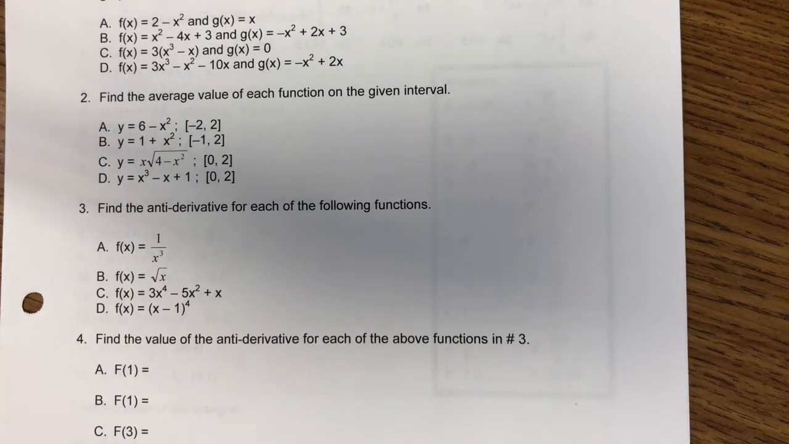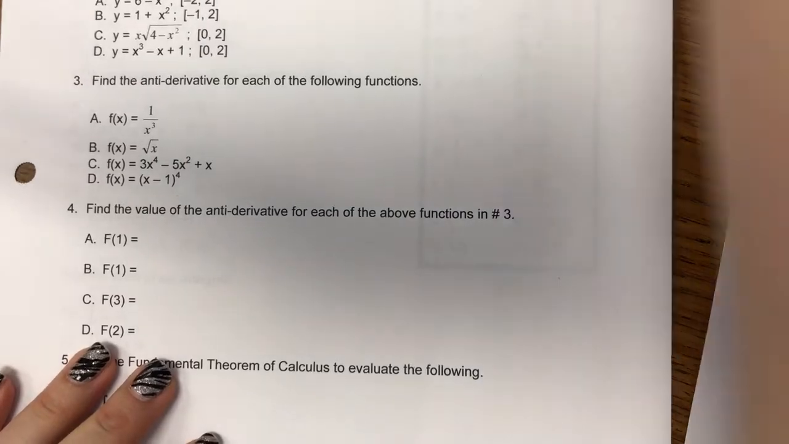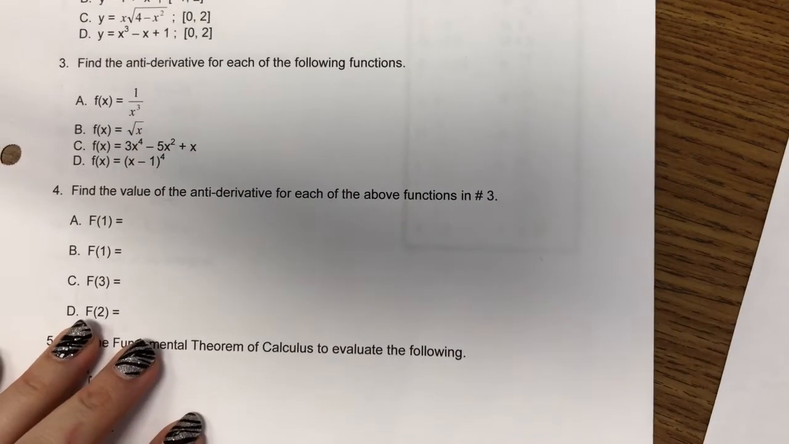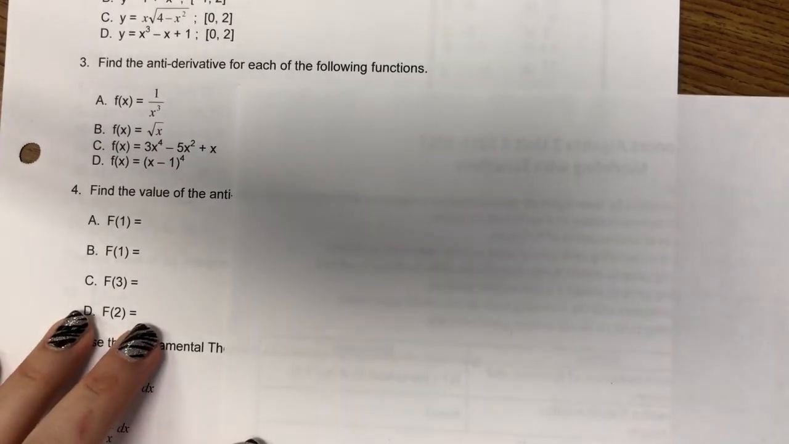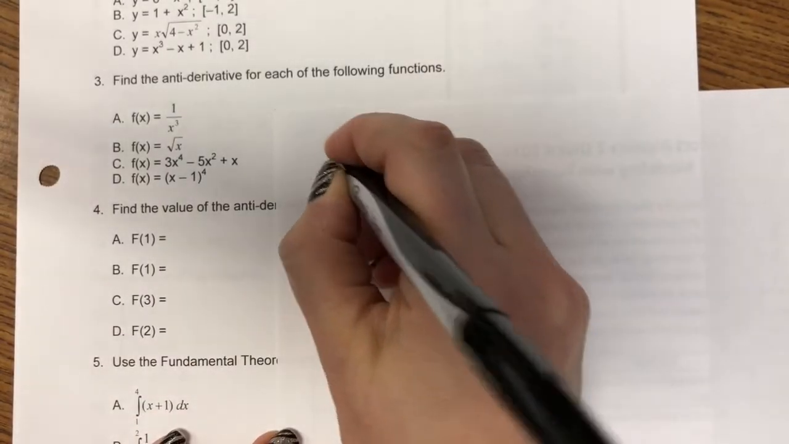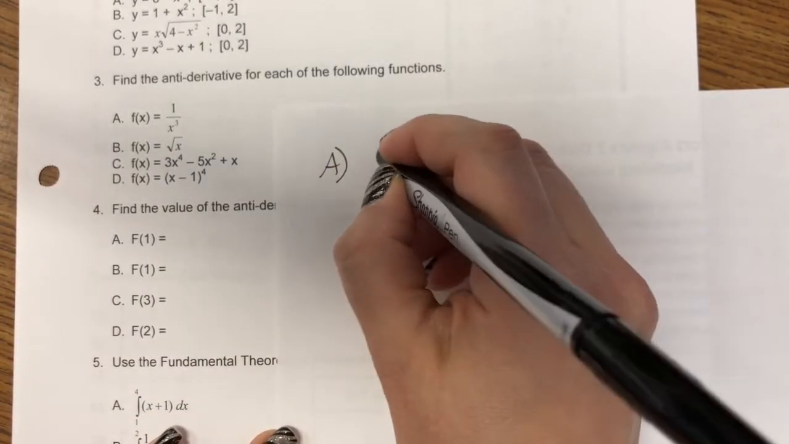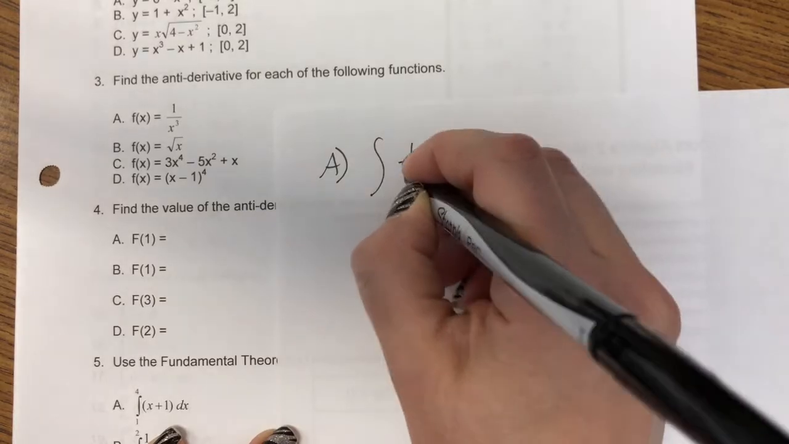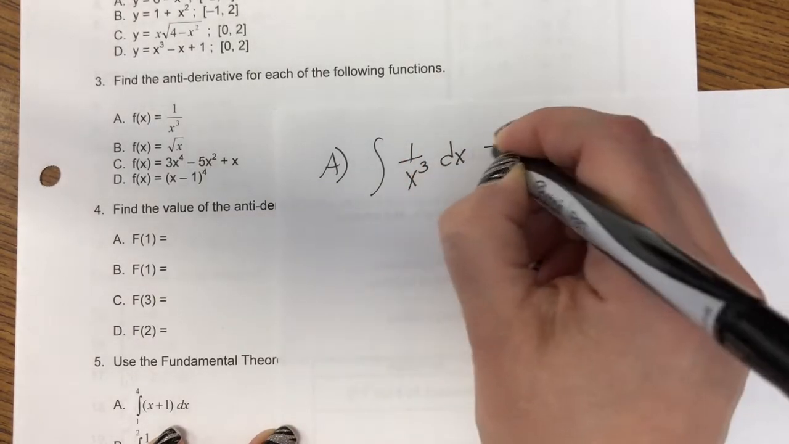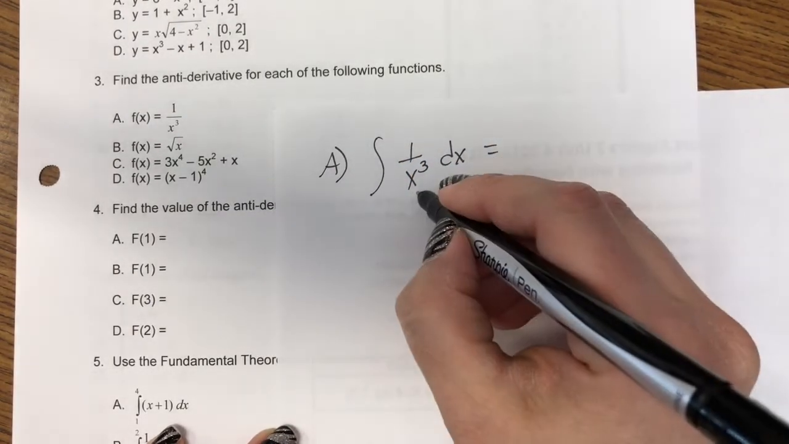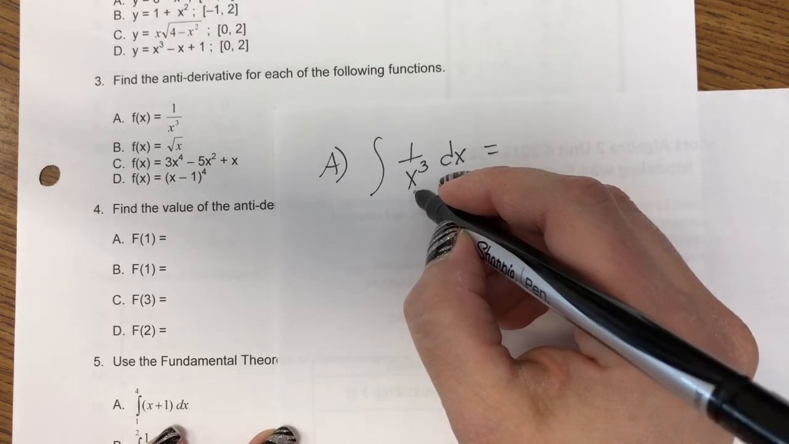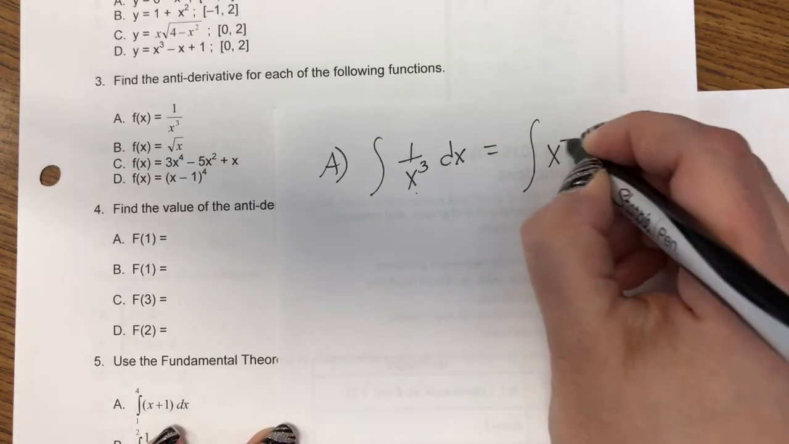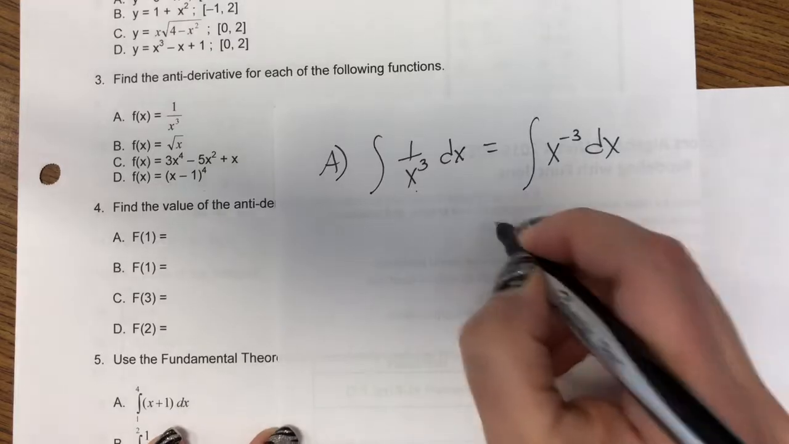All right, for part 3, 3 and 4 go together. Okay, we have to do the fundamental theorem of calculus. So for A, the antiderivative of 1 over x to the 3rd. Well, you can't do that when you have a variable in the denominator. So that's x to the -3rd.